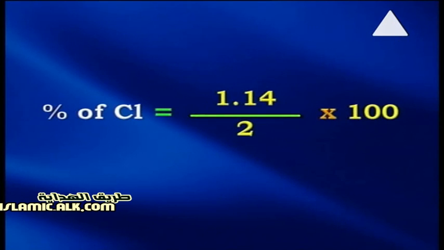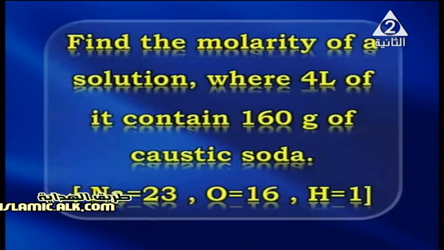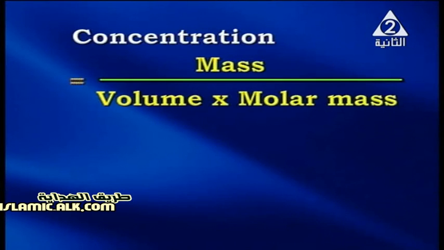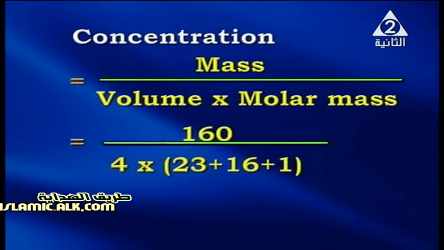So percentage of chlorine equals 1.14 over 2 times 100, equal 57%. Find the molarity of a solution where 4 liters of it contain 160 gram of caustic soda, where the atomic mass of sodium equals 23, oxygen equals 16, hydrogen equals 1. Solution. Concentration equals mass over volume times the molar mass. So equals 160 over 4 times (23 plus 16 plus 1), so equals 1 molar.